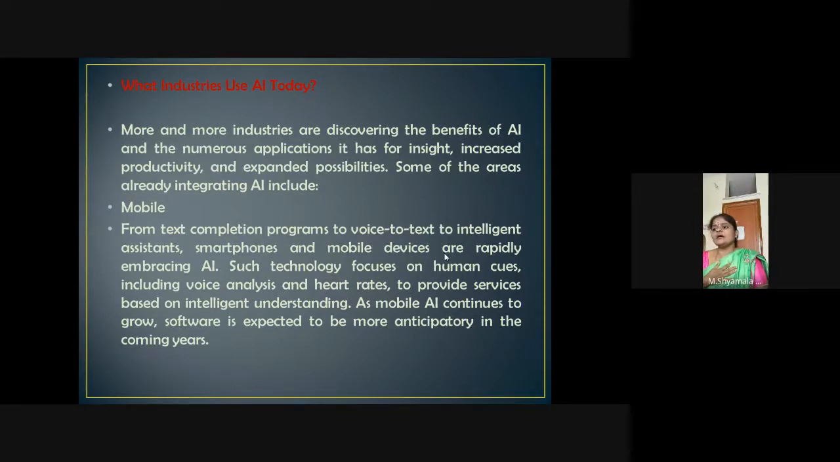And nowadays, our heart rate can be measured with the help of AI implemented smartphones, and how many times we used the screen lighting, everything, every information, our humidity, our environmental temperature conditions, everything we are able to get from our smartphones with the help of artificial technologies. As mobile AI continues to grow, software is expected to become more anticipatory in the coming years.